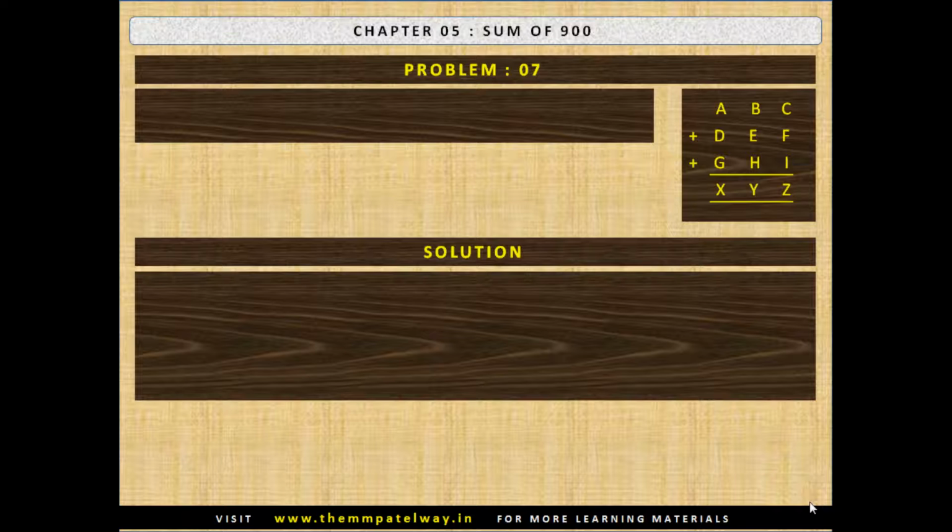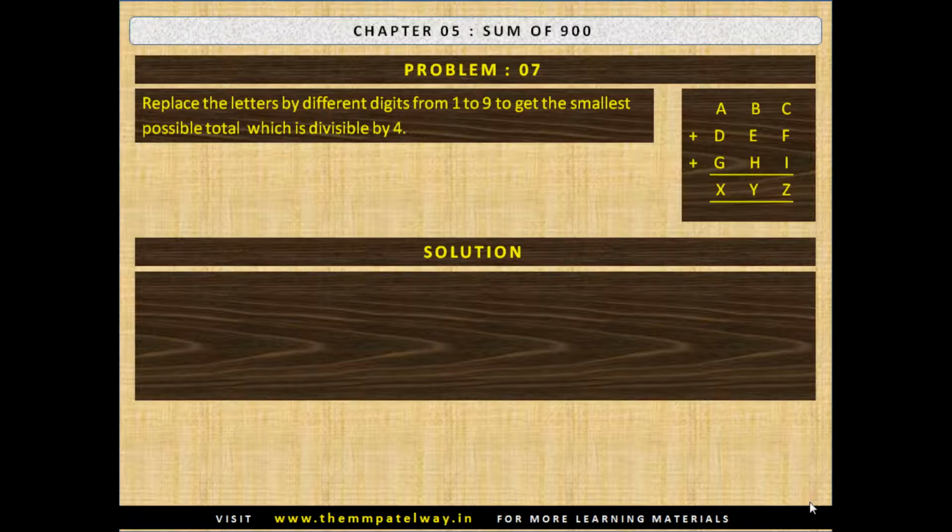Problem number 7. Replace the letters by different digits from 1 to 9 to get the smallest possible total which is divisible by 4. Now stop the video and solve the problem. The answer is, the smallest possible total which is divisible by 4 will be equal to 792.